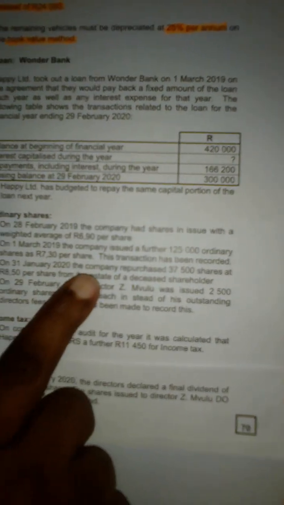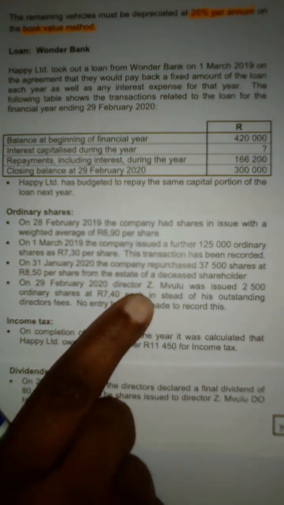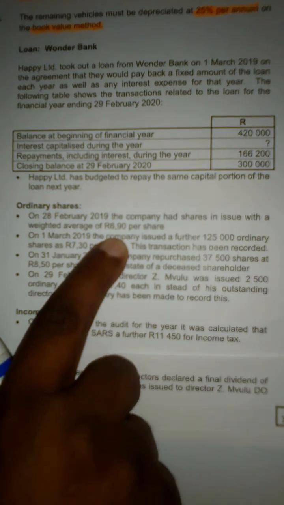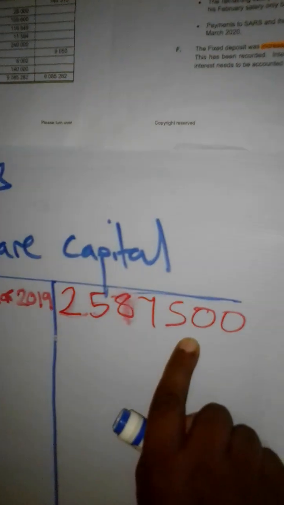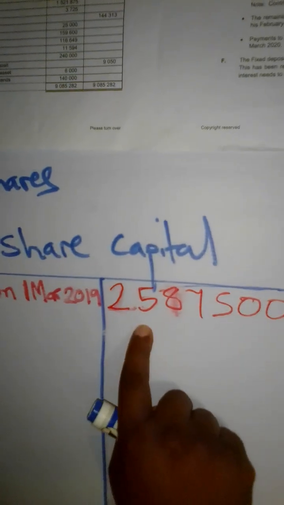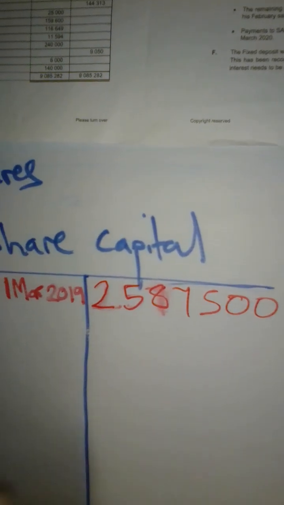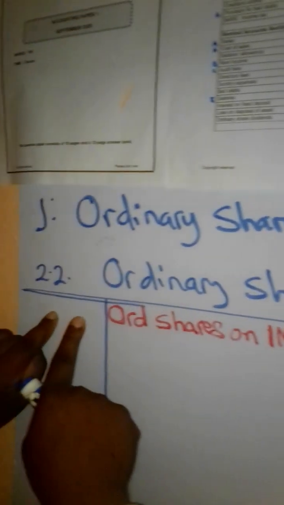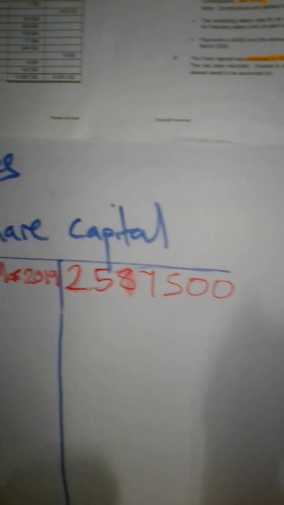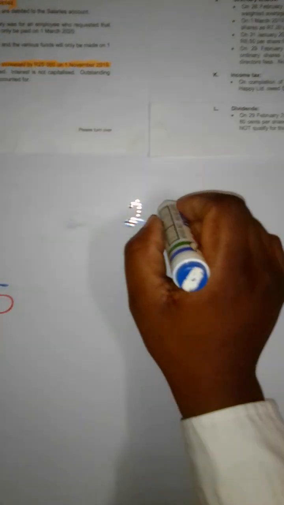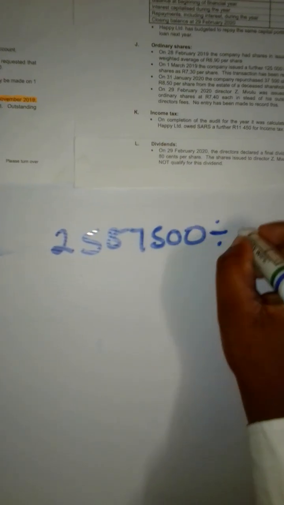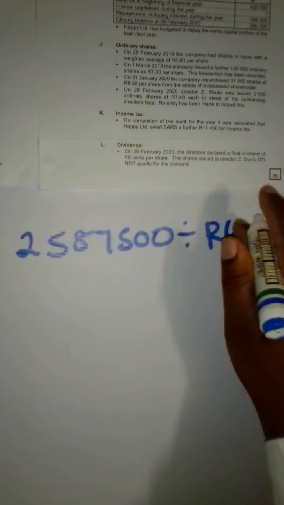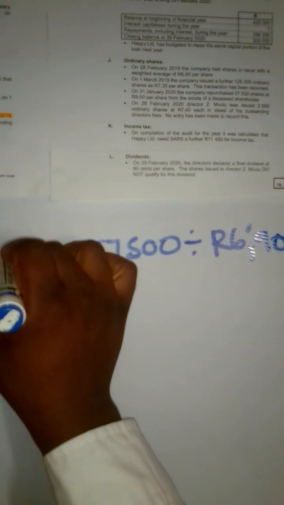On the 28th of February 2019, the company had shares in issue with a weighted average of R6.90 per share. This is the amount that we are given. We are not given the number of shares, but we are told that one share was R6.90. So in order for us to get the number of shares that we are supposed to record here, we take the ordinary share capital, 2,587,500, and divide by R6.90.